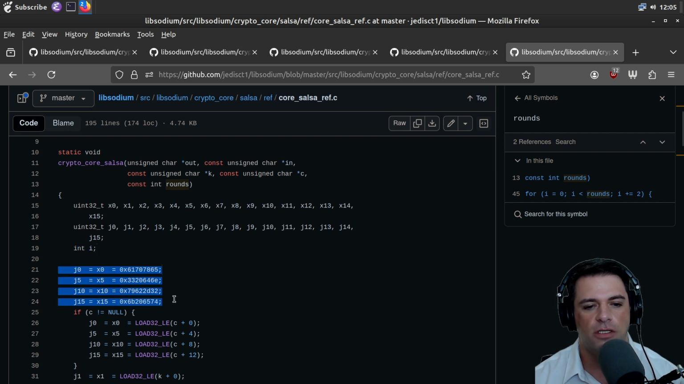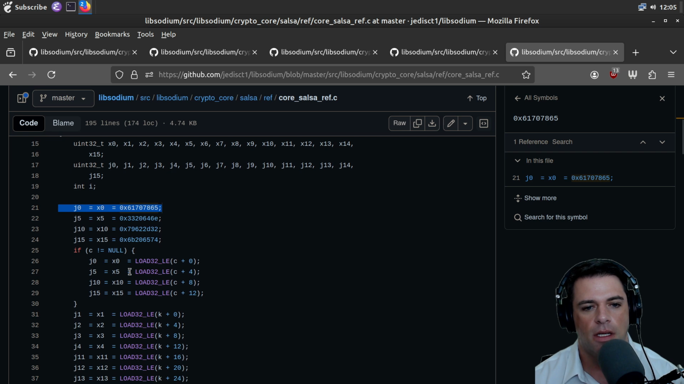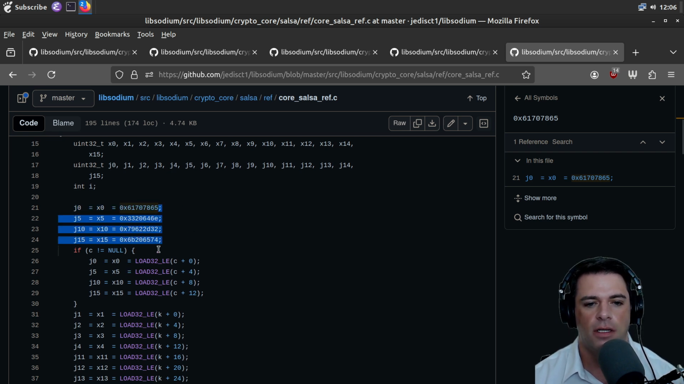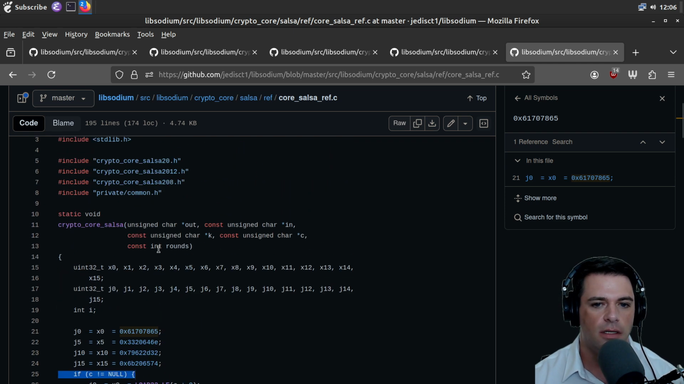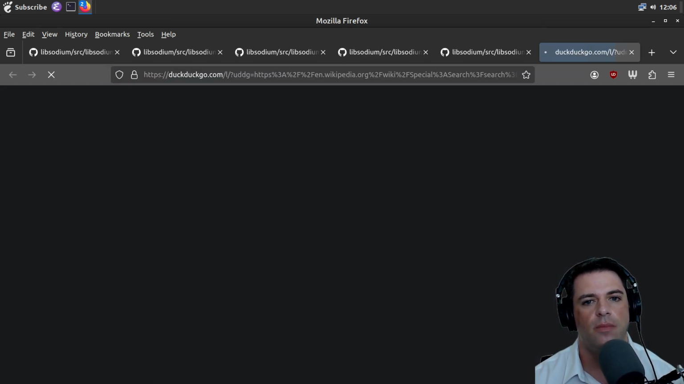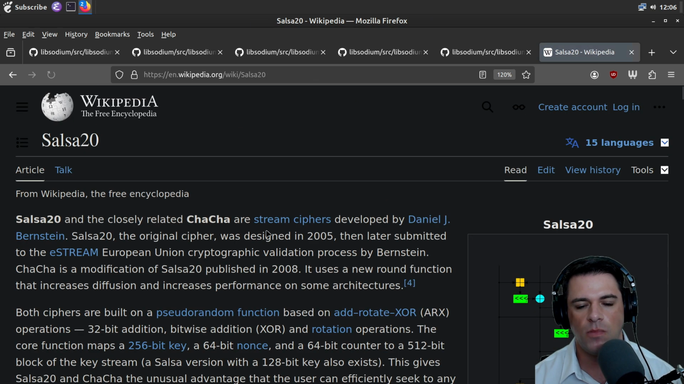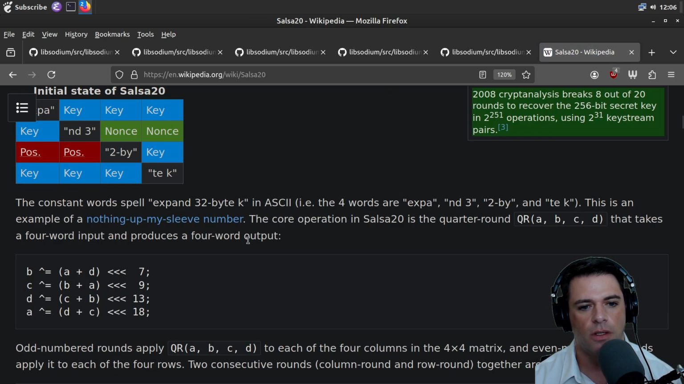We'll set j0 to be the same as x0 to this constant. And similarly for j5, j10, etc. And if c is non-null, is c like the existing stream? Let's find the pseudocode.